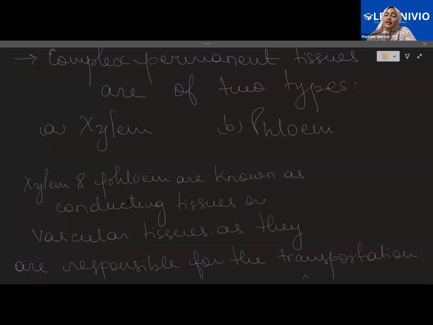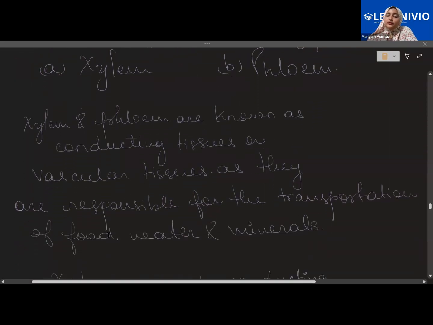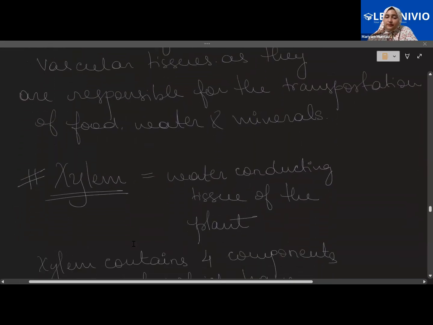Why? Because they are the conducting tissues, meaning they transport or conduct stuff in the plant's body, whether it is the water and minerals or the food substances and nutrients. So, xylem and phloem are responsible for the conduction, for the transportation. Hence, the names conducting tissues or vascular tissues come from this. Now, they transport food, water, and minerals.